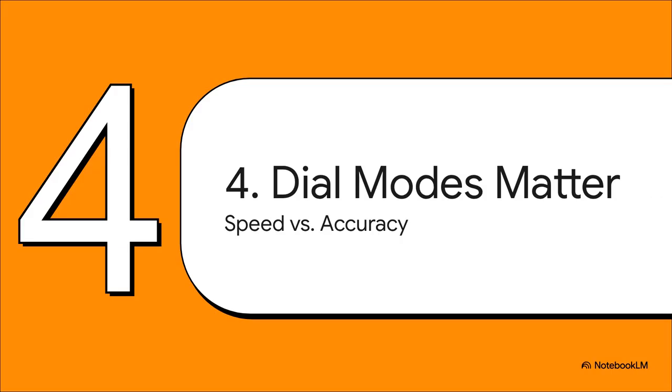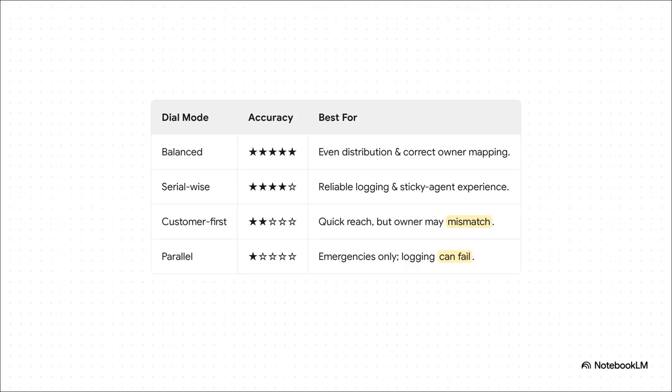Okay, this is a really crucial concept to get your head around. The way you tell MyOperator to hand out calls has a direct impact on your data's accuracy in Zoho. It's a classic trade-off. Do you want speed or do you want reliability? Let's break this down. This table really lays it all out perfectly.